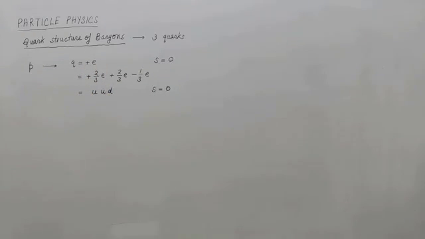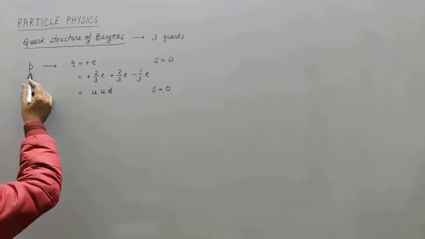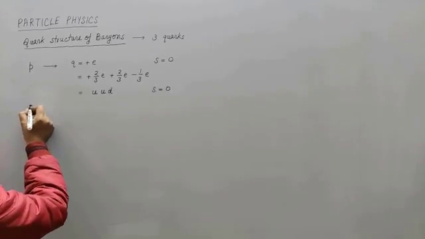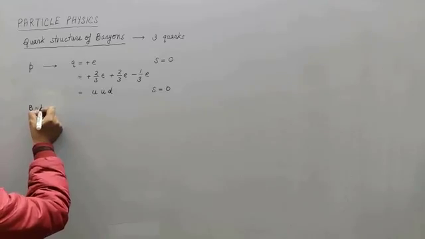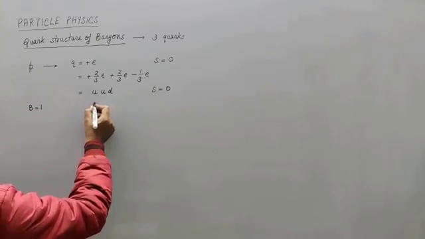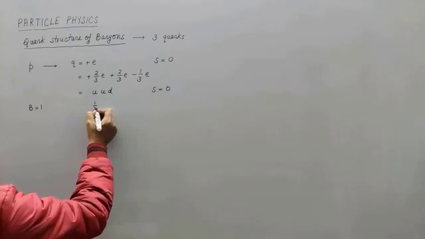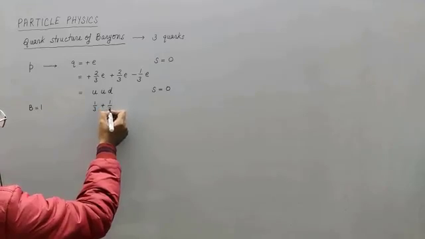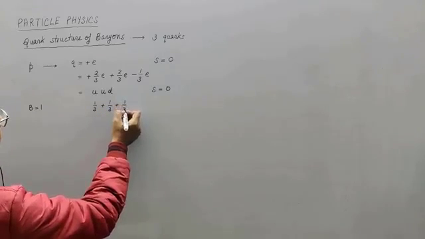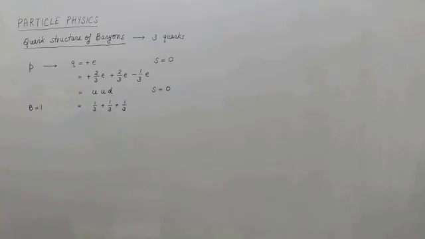You can check other things also. This is baryon. So for this B number is 1. And for this it is 1 by 3 plus 1 by 3 plus 1 by 3. So baryon number is also conserved.